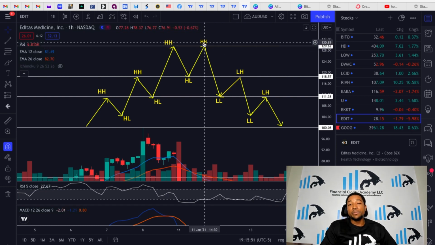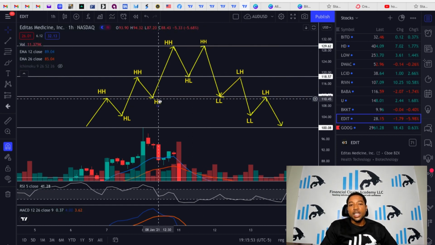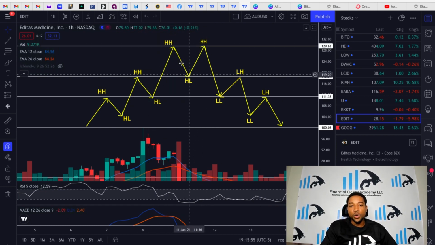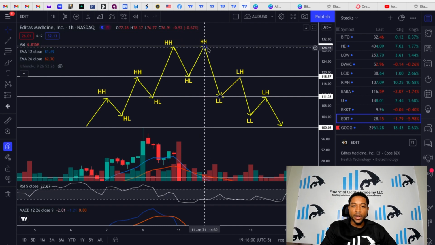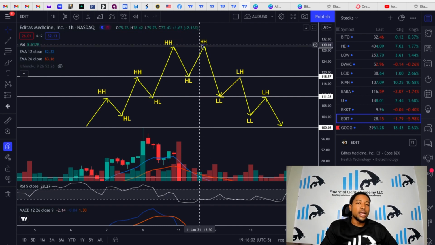So this is an example of a downtrend, and this is a higher high, higher low, correct? So this is a higher high, it's a double top. So this is a double top reversal pattern. We'll talk more about that in the future. We can't talk about everything today. I just want to show you guys a main way to enter and exit.